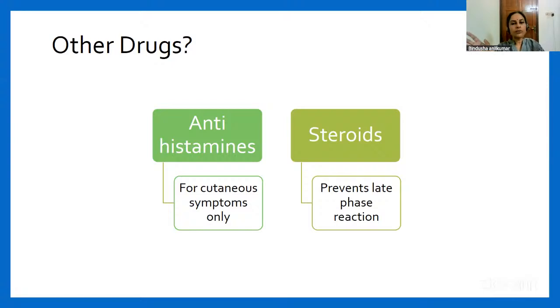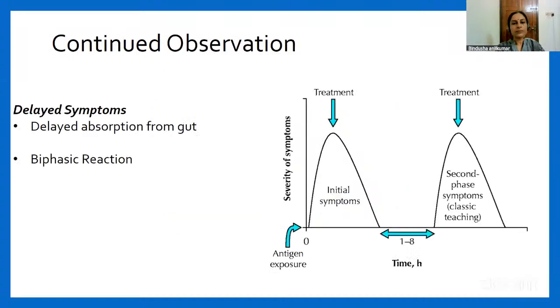And what is the role of steroid? Steroid does not have any role in the immediate reaction. It does have a role. It prevents the late phase reaction. Sometimes the patient may have another bout of symptoms after a few hours. If we give steroids, it will prevent the late phase reaction, but it is not effective for the immediate relief of symptoms. So some asked to repeat the dose of adrenaline.